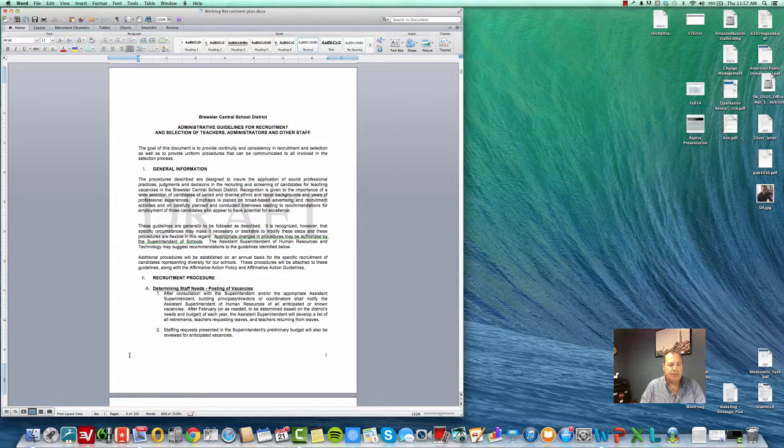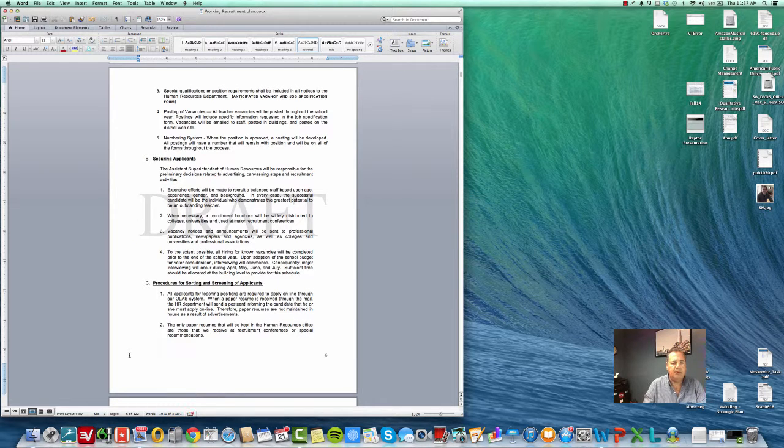So the first step is basically posting of vacancies, and we have a procedure that if you want a position, you'll have to fill out a form here, and you'll have to put the requirements so we know the posting. We'll post it accordingly. We'll have the proper sign-offs here at the district office, so we're all aware of the position when it becomes available.